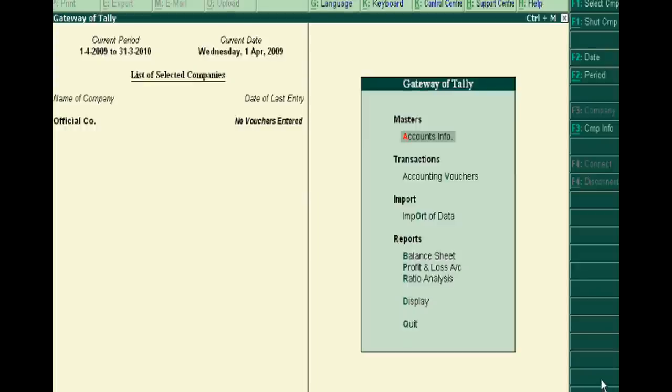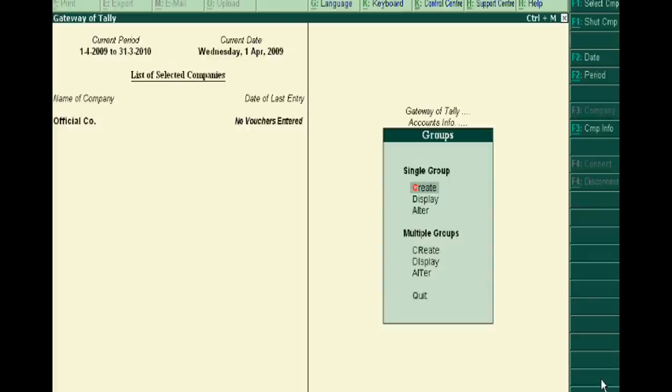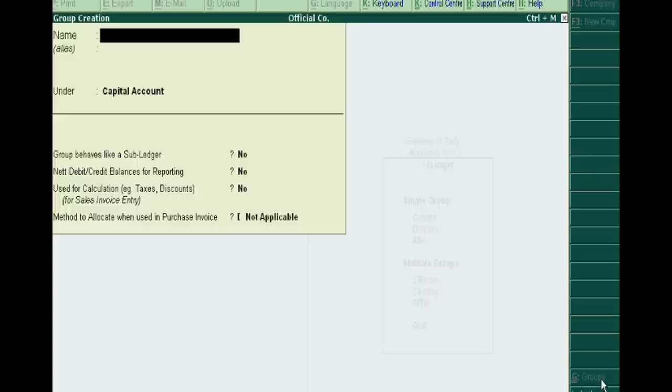In the 7th tutorial, I told you about the purpose of making subgroups. And in this 8th tutorial of Tally.ERP 9, I will show you how to create subgroups. First of all, go to Account Info and then go to Group. And in single mode you have to create a group.